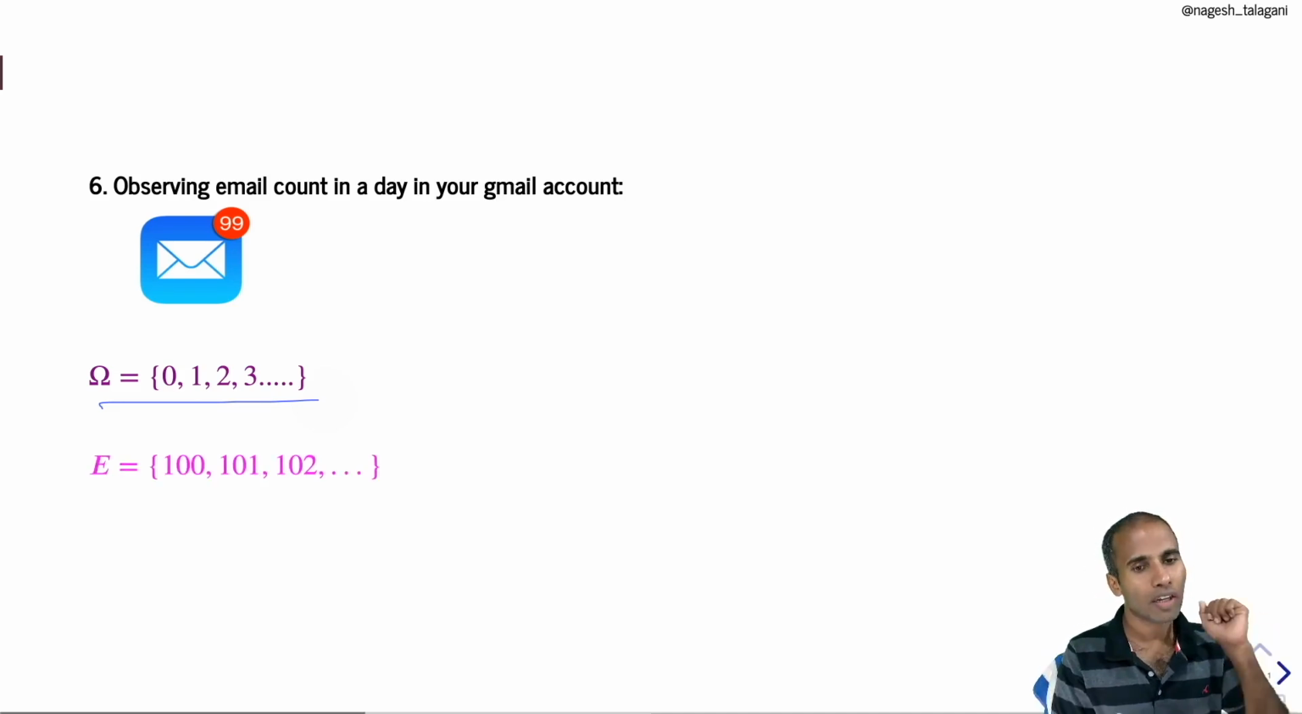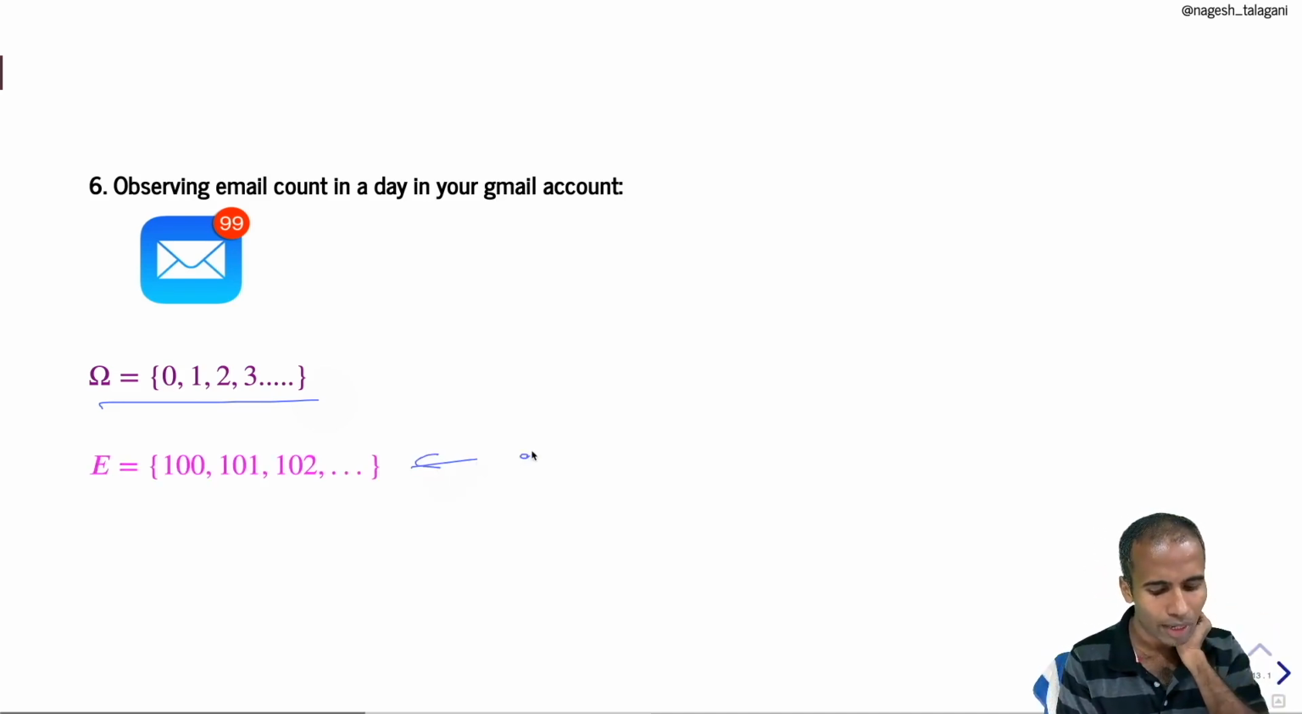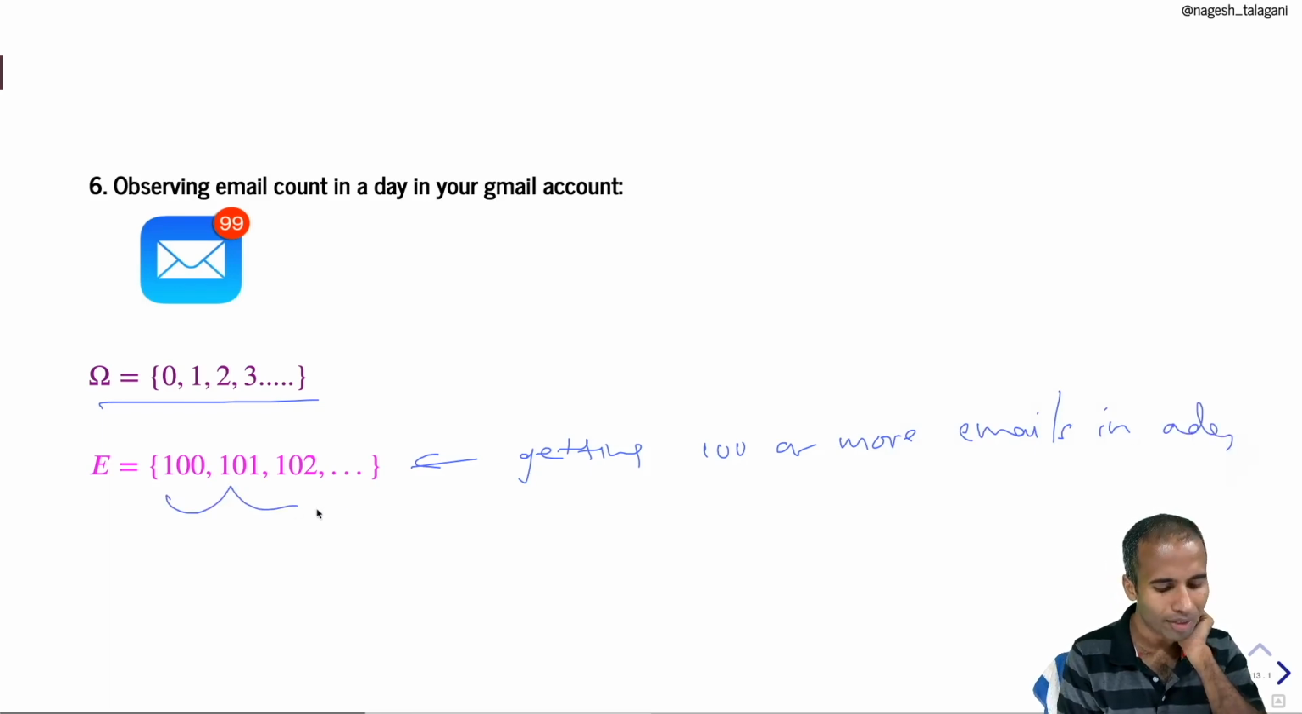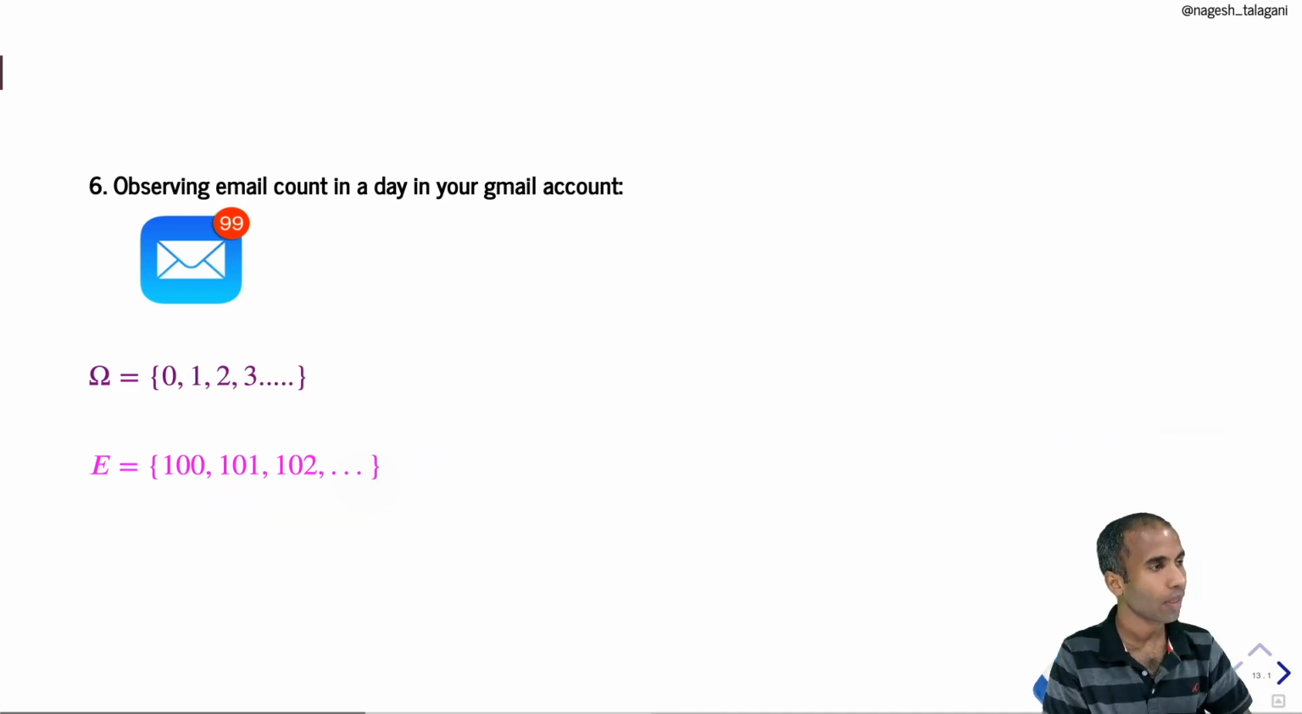One typical event of interest could be getting 100 or more emails in a day. That can be expressed as a subset of omega like this, consisting of outcomes 100, 101, 102, and so on.